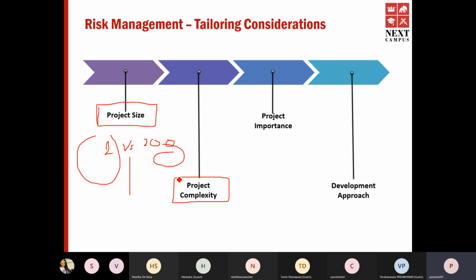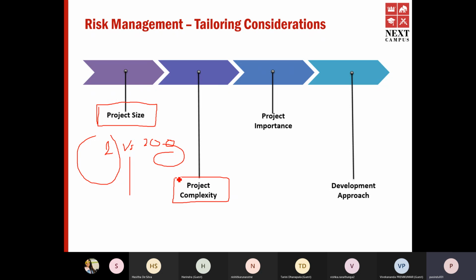Third one is importance of the project. What's the importance for the client, what's the importance for the contractor or the vendor, right? Based on the importance, if it's high importance, you would give higher weightage for the risk management. If it's low importance, you would not give too much of a weightage for the risk management.